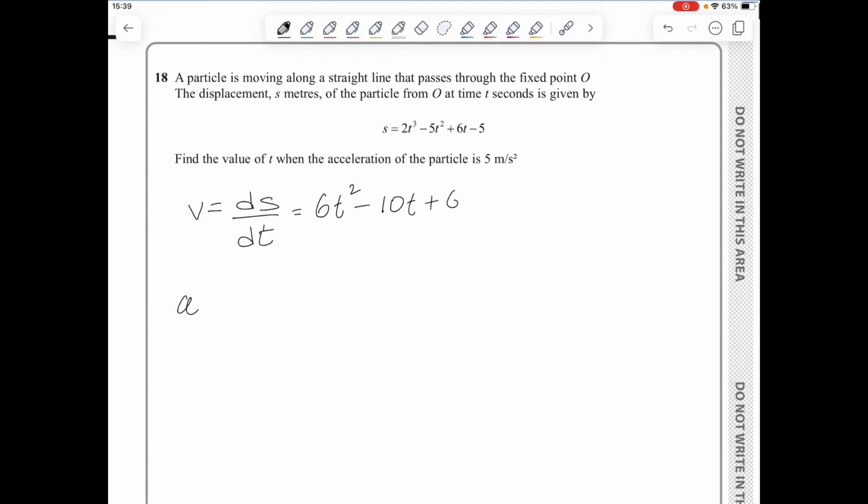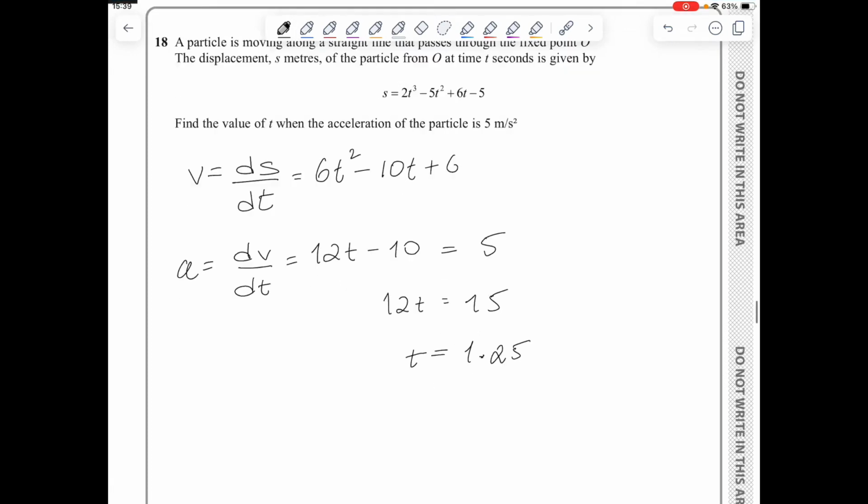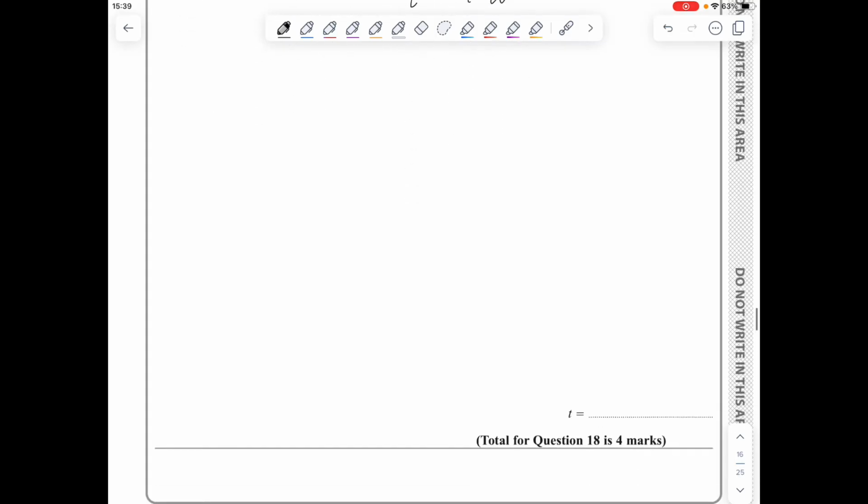To find the acceleration, I need the derivative of the velocity. Same procedure, 6 times 2 is 12, t to the 1, minus 10. This is an expression for the acceleration. Question says acceleration is 5, so I'm going to set this equal to 5. So 12t is 15. T comes out to be 1.25, and that is the required answer.